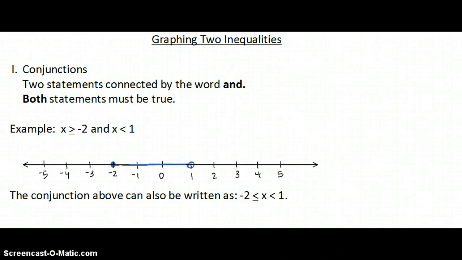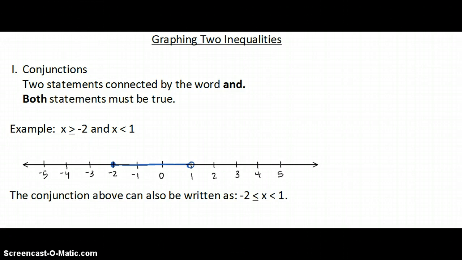This video is going to be talking about compound inequalities, which is really two inequalities that we're solving and graphing on one number line. So this video is going to focus on conjunctions, which are statements or inequalities that are connected by the word and. And when we say something and another thing have to be true, both statements are going to have to be true at the same time.